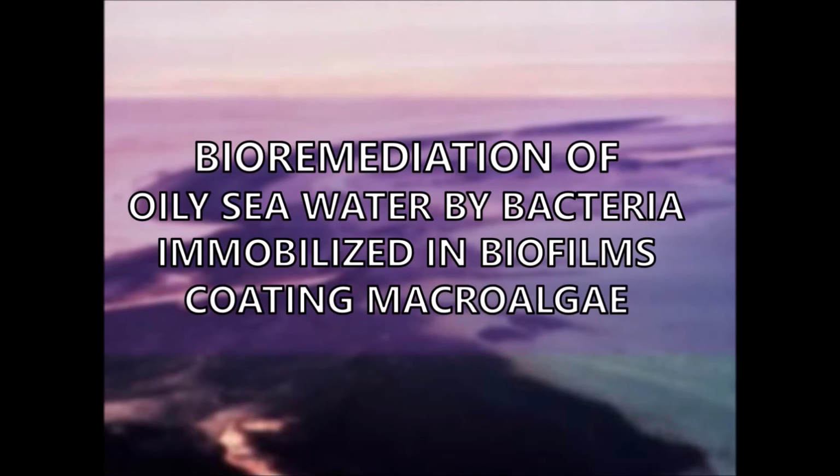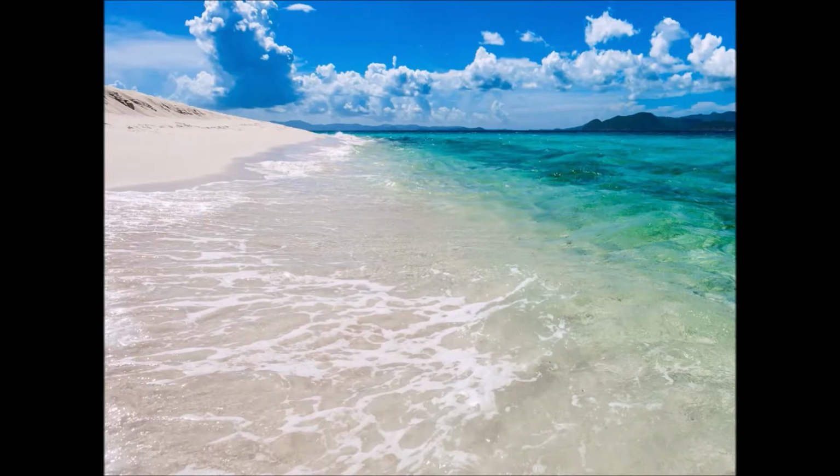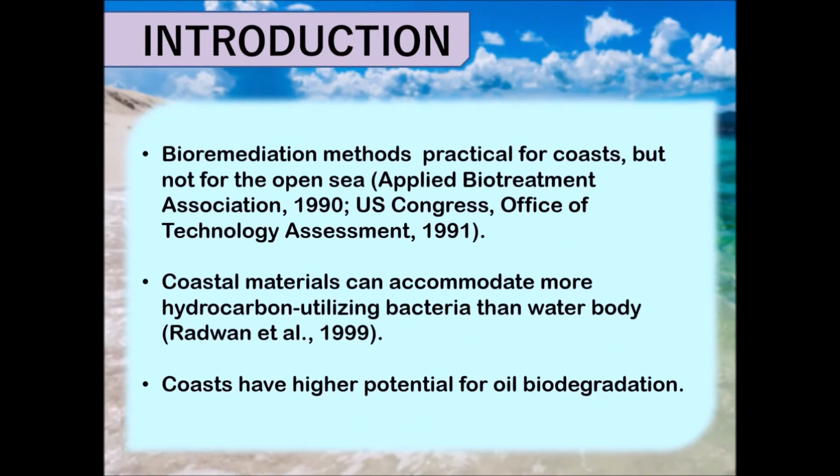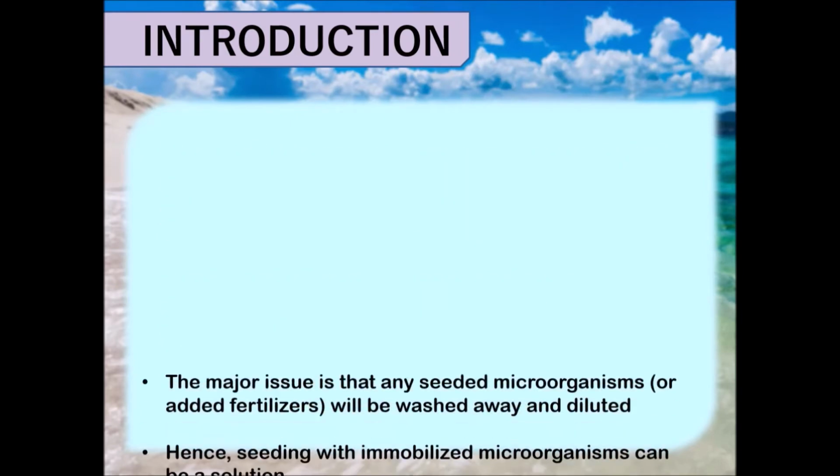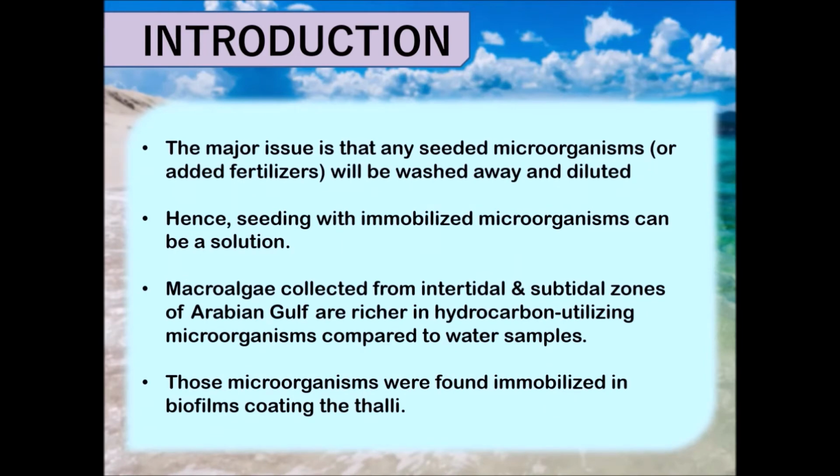The journal article that our group has chosen is the bioremediation of oily seawater by bacteria immobilized in biofilms coating macroalgae. For the introduction, some research stated that the bioremediation method is very practical for cost, but not for the open sea in treating oily seawater. This is because coastal materials can accommodate more hydrocarbon-utilizing bacteria compared to a water body. In other words, coasts have higher potential for oil biodegradation. However, the major issue with the open sea is that any seeded microorganisms or added fertilizers will be washed away and diluted. Hence, seeding with immobilized microorganisms can be a solution.